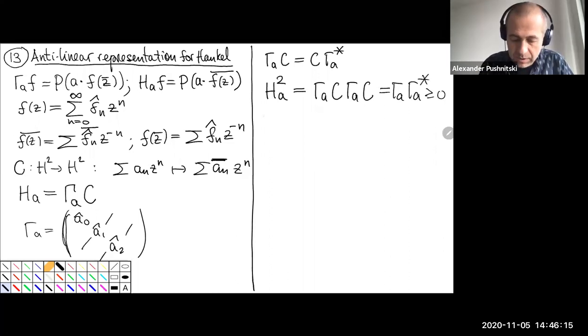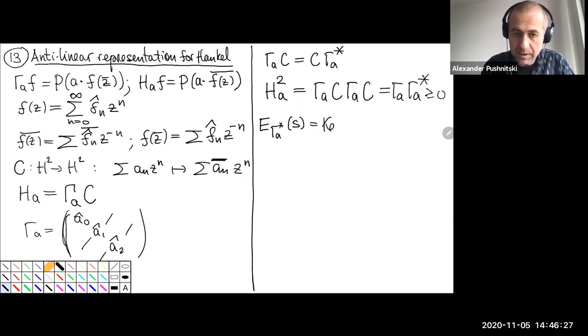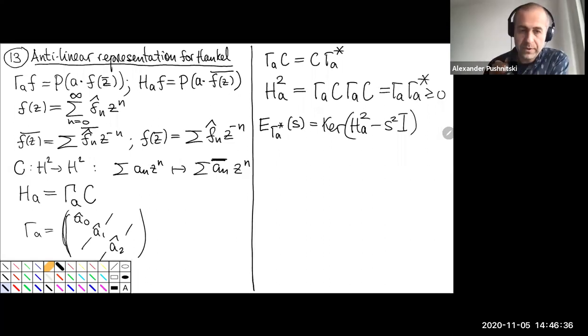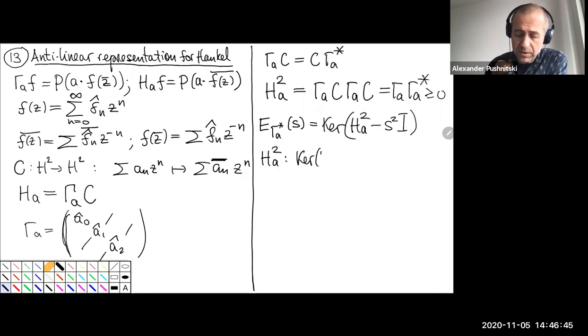And so as a consequence, if we are talking about Schmidt subspaces for gamma, or more precisely for gamma star, then this is the same as talking about the kernel of H squared. And so as a consequence, H_A squared acts on this subspace, right? It acts from this kernel to itself.